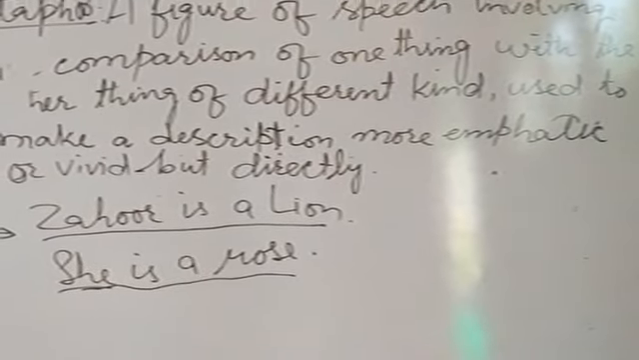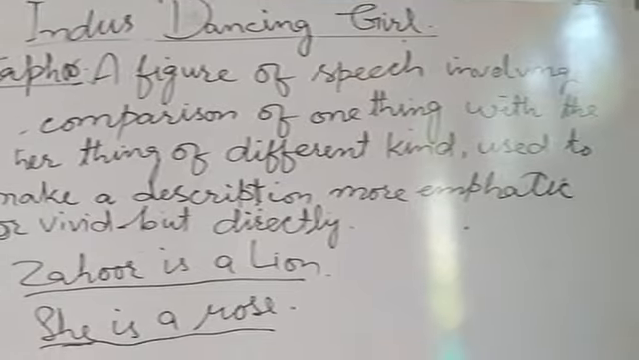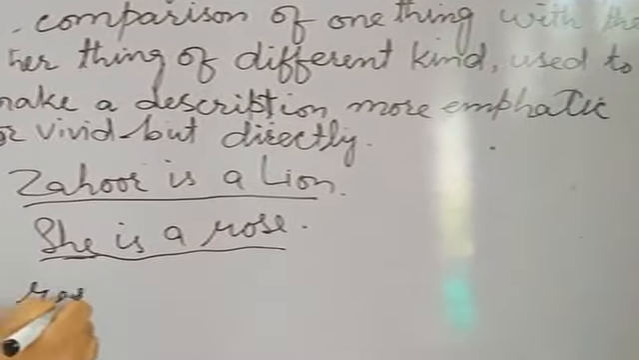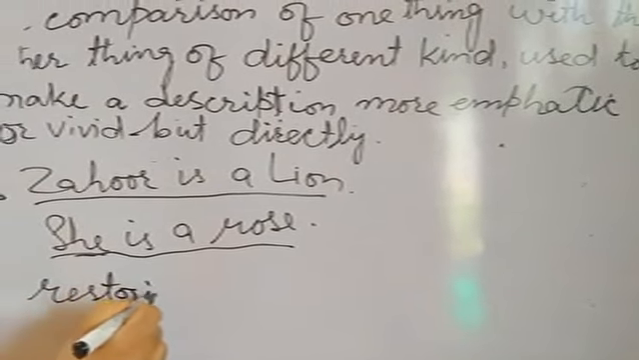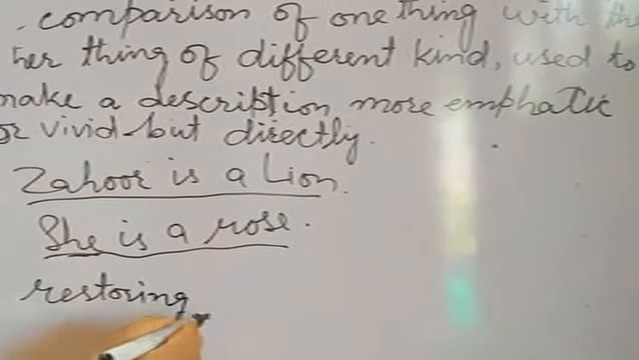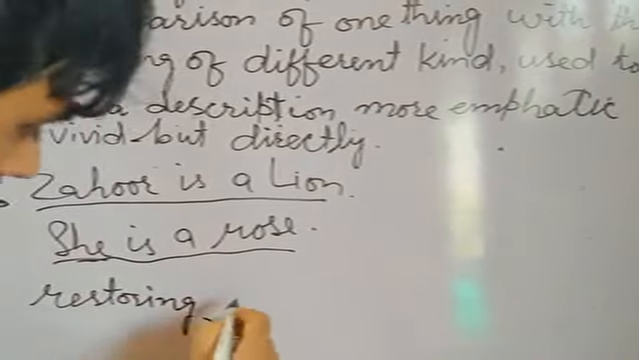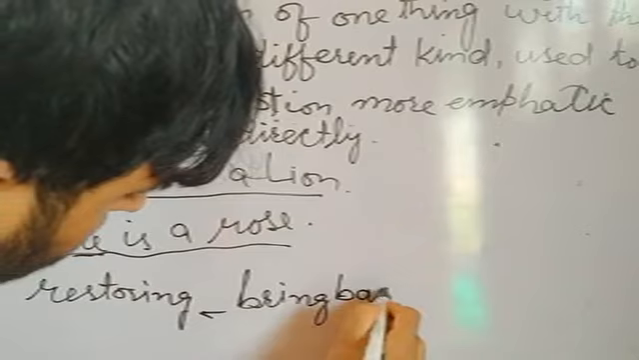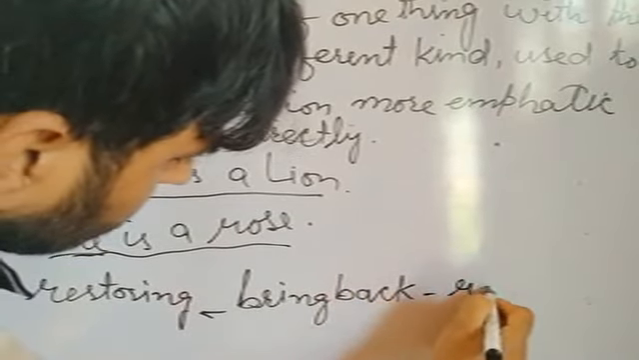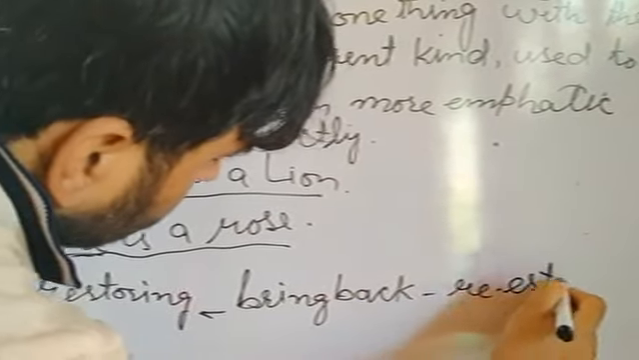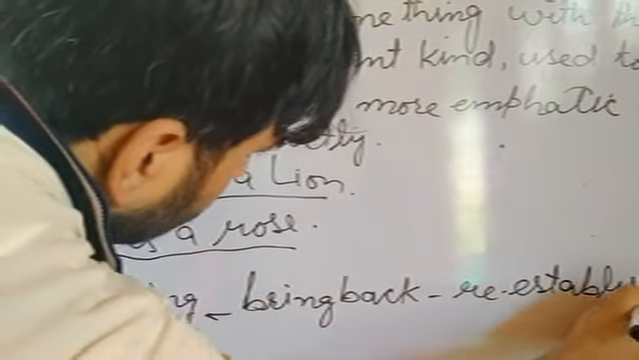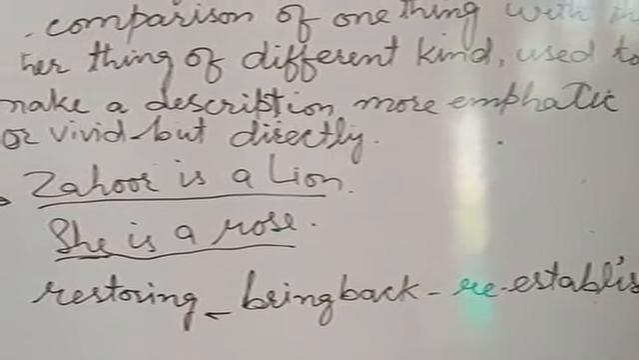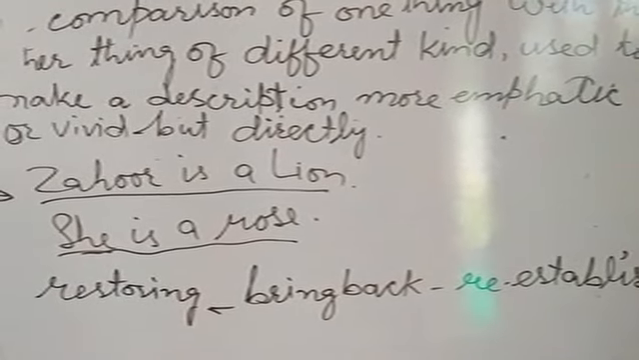Once upon a time, two artists, Sujay and Ajay, were restoring. What does restoring mean? Restore means bring back, or we can say re-establish. Two artists, they were restoring a rock temple. We all know what a temple is.